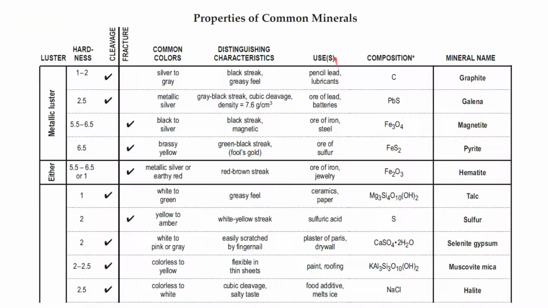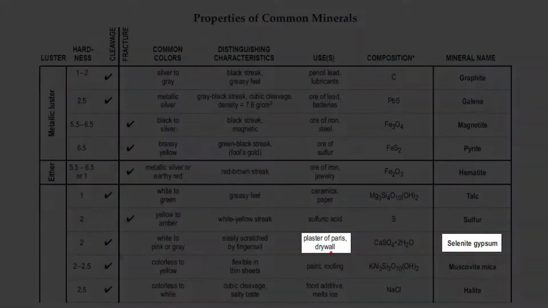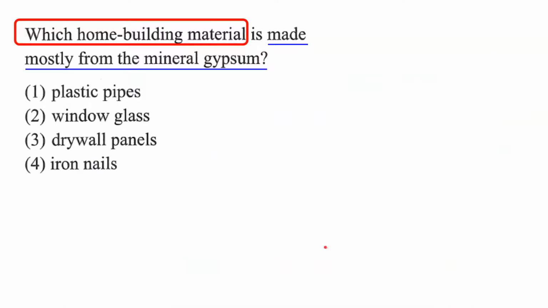So in this case, we're going to be using the uses column of the minerals, particularly gypsum. So that's the mineral we know. Gypsum is used in plaster of Paris as well as drywall. So we go back to the question, drywall panels is our third and correct choice.